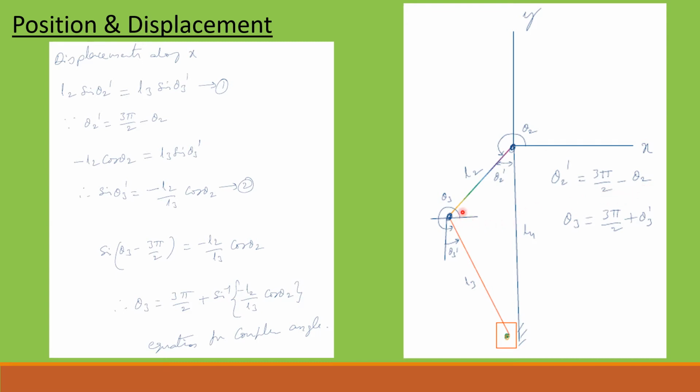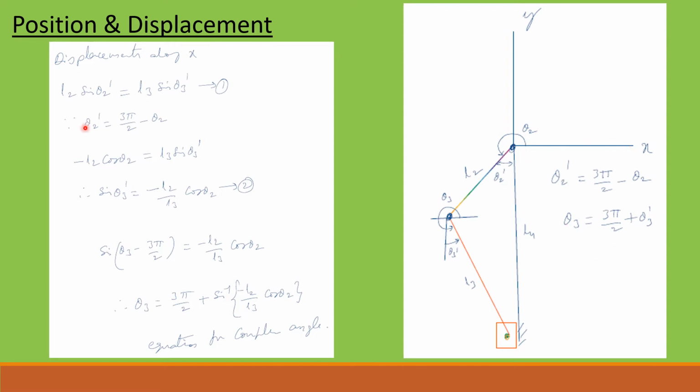Similarly, this coupler angle we call theta 3, that is theta 3 from horizontal, and this portion of the angle we call theta 3 prime. So theta 3 equal to 270 plus theta 3 prime, that is 3 pi by 2 plus theta 3 prime. And now let us derive equations.